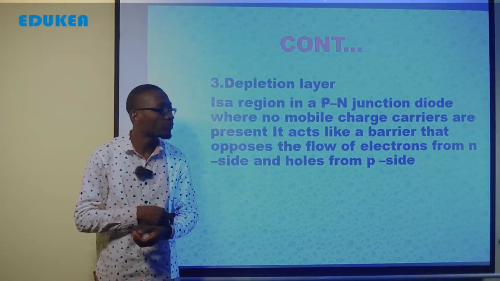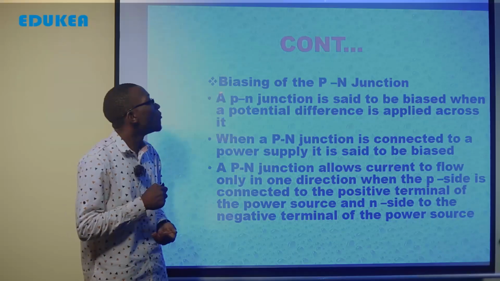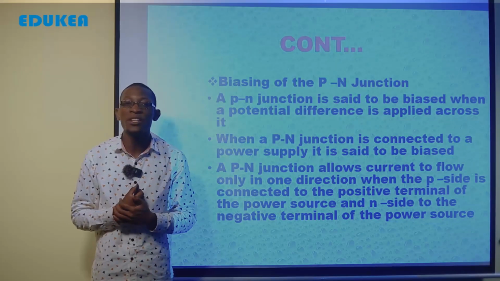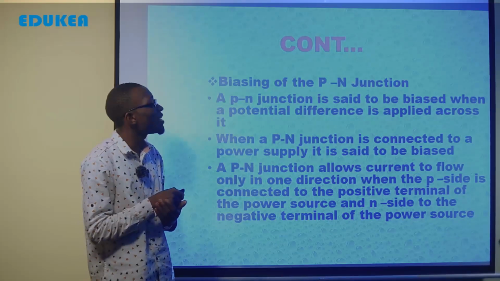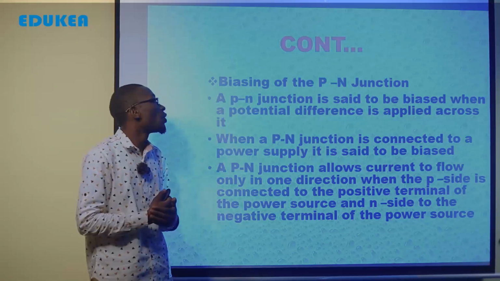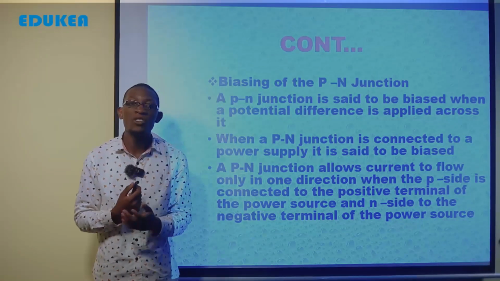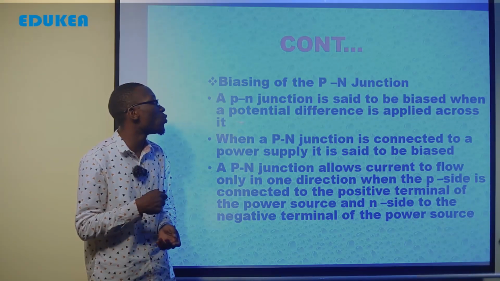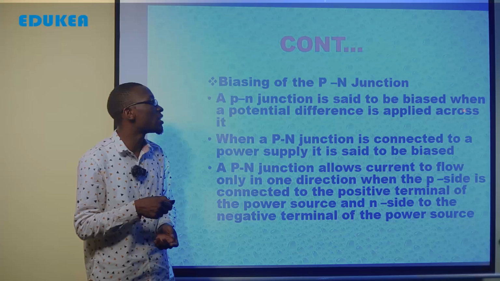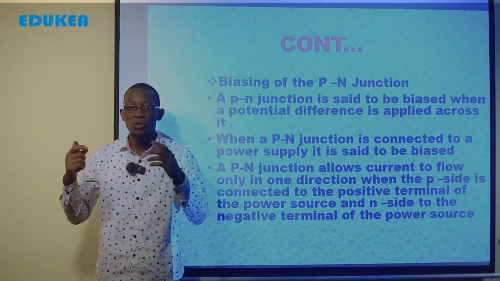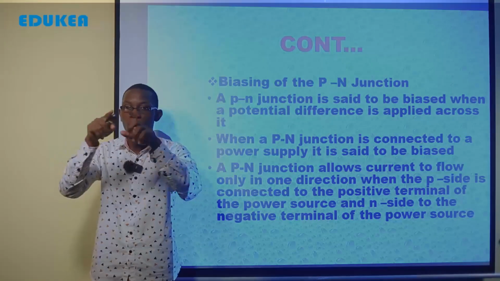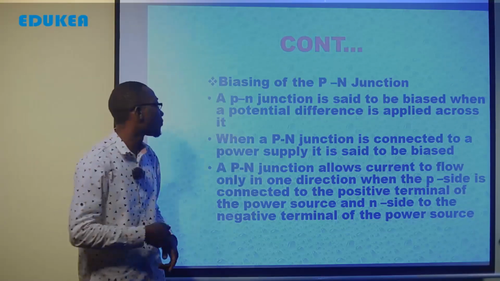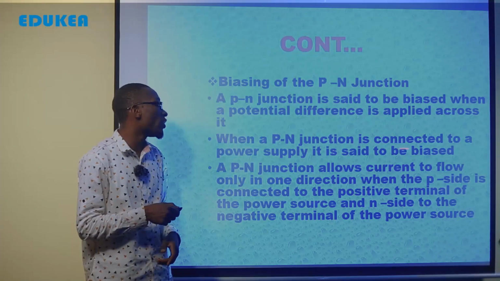Okay, biasing of PN junction. Let us look at biasing of PN junction. Mtu akisema biasing anamaanisha nini? Tunapozungumzia biasing of PN junction, tuna maana kwamba a PN junction is said to be biased when a potential difference is applied across it, kwamba tukichukua charge tukaconnect pale kwenye PN junction, ile PN junction tunasema iko biased. When the PN junction is connected to the power supply, it is said to be biased.